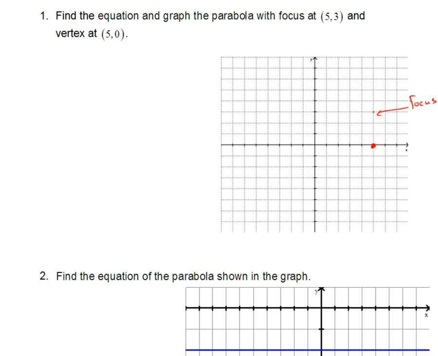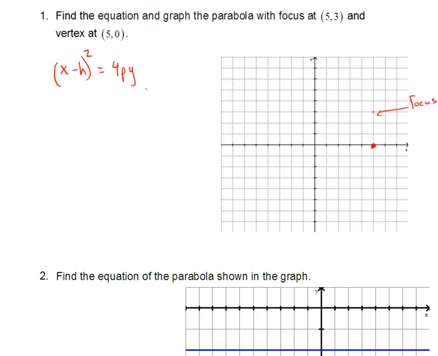And that tells us that this parabola is going to open up and down, and in this particular case, open up. So because of the orientation of the vertex and the focus, we know the form of the equation is going to be (x - h)² = 4p(y). So now all we need to do is fill in h, p, and k, and we'll be all done.